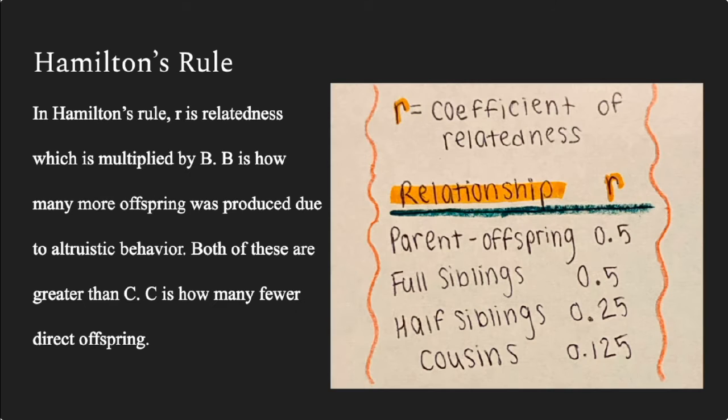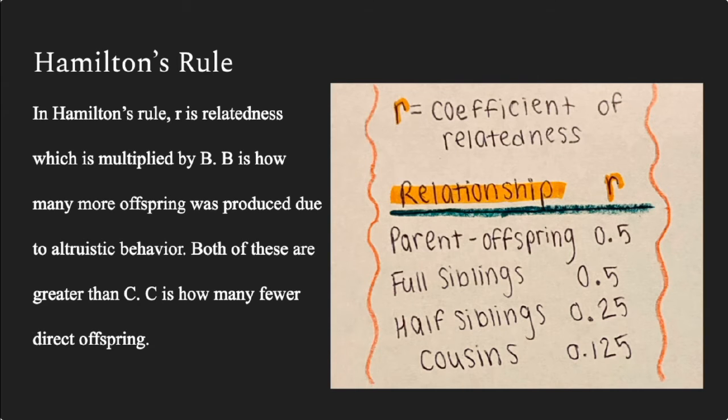To understand this formula, you must understand relatedness. R is the coefficient of relatedness. Let us look at the chart I made to explain relatedness. The level of relatedness for a parent or direct offspring would be 0.5. For a full sibling, it would be 0.5. For half siblings, it would be 0.25. And for cousins, it would be 0.125. Now, let us use this material in an actual problem.